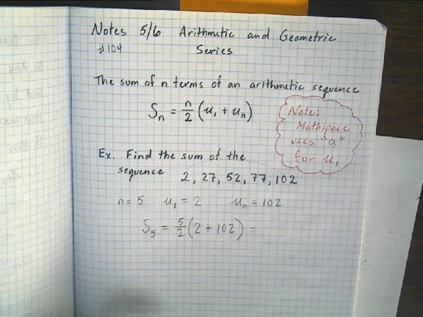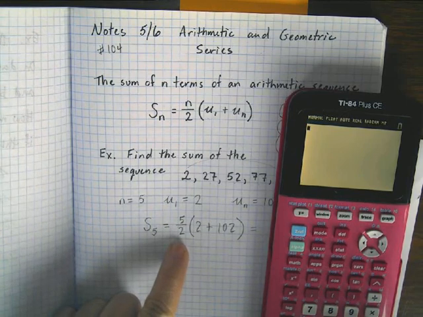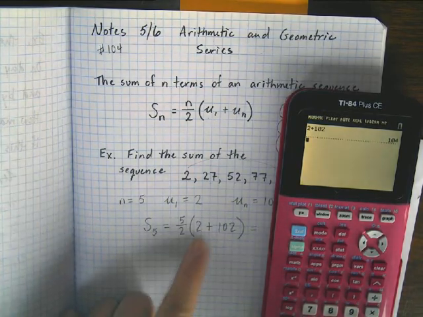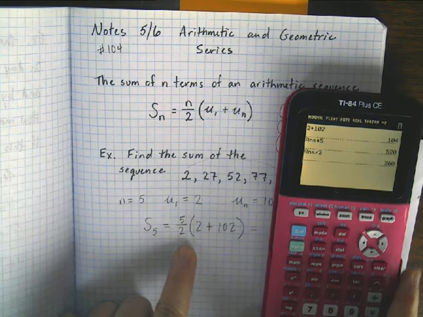All right, so we're going to go ahead and grab our handy-dandy calculator, and I'm going to do parentheses first, like I'm doing it by hand. 2 plus 102 is 104 times 5 and divided by 2. And I get my answer of 260.